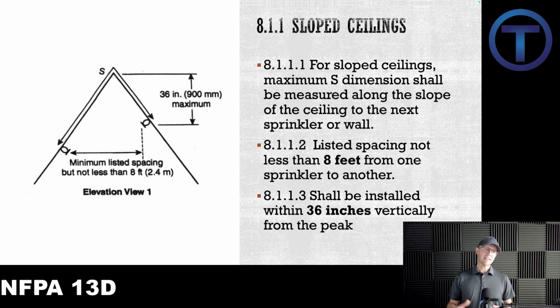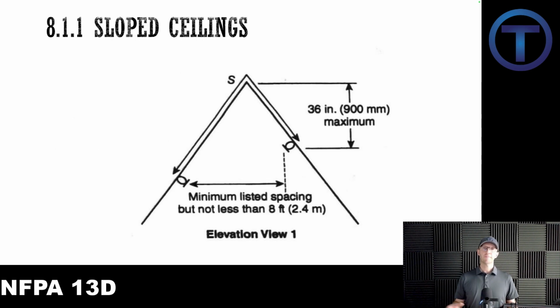8.1.1.3 states that the sprinkler head shall be installed within 36 inches vertically from the peak. So they want to make sure that one of them's up pretty high within that space. There are a few diagrams, and this is taken from the 2025 version. You'll see fewer diagrams in earlier versions of this code, but let's have a look at these. You see several sprinkler heads, the minimum spacing of 8 feet, and one of those within 36 inches of the peak of the roof, as was described previously.